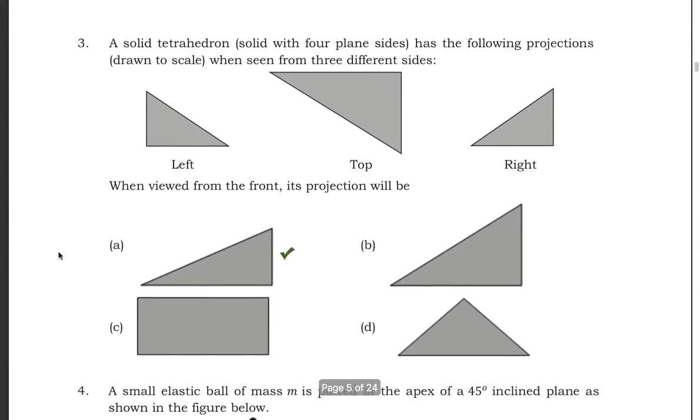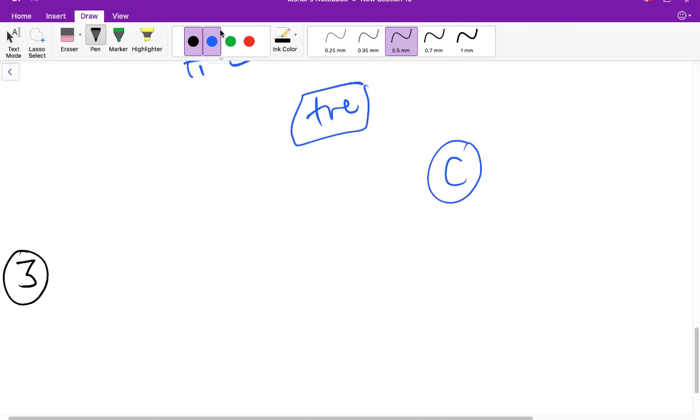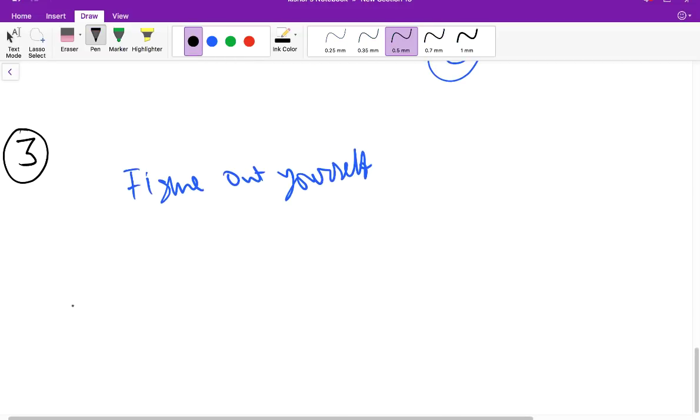So problem 3 is about a solid tetrahedron which has the following projections when seen from 3 different sides, left, top and right, and when viewed from the front its projection will be... Now I will leave this question to you because this is more about visualization, and I think you should figure it out yourself. So I will write here simply, figure out yourself. Okay, let us do problem number 4 now.